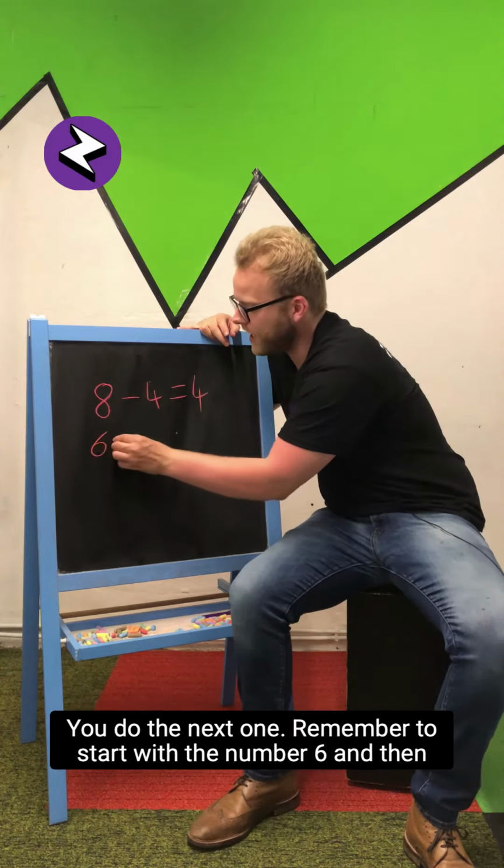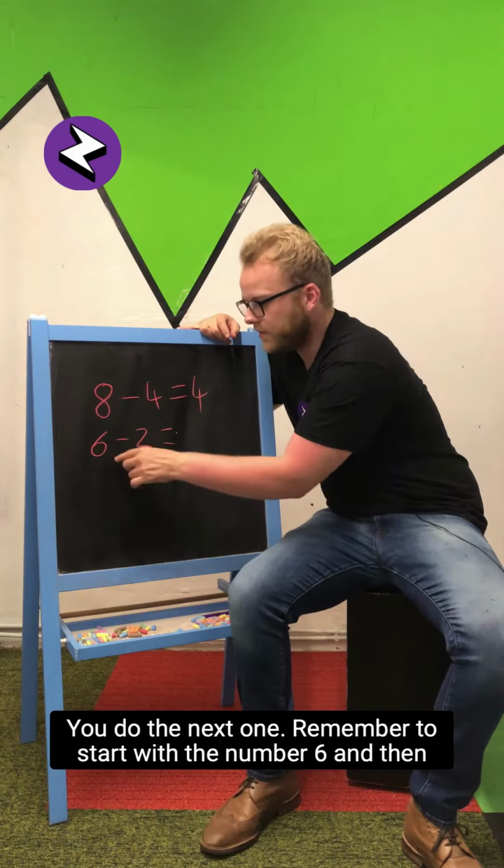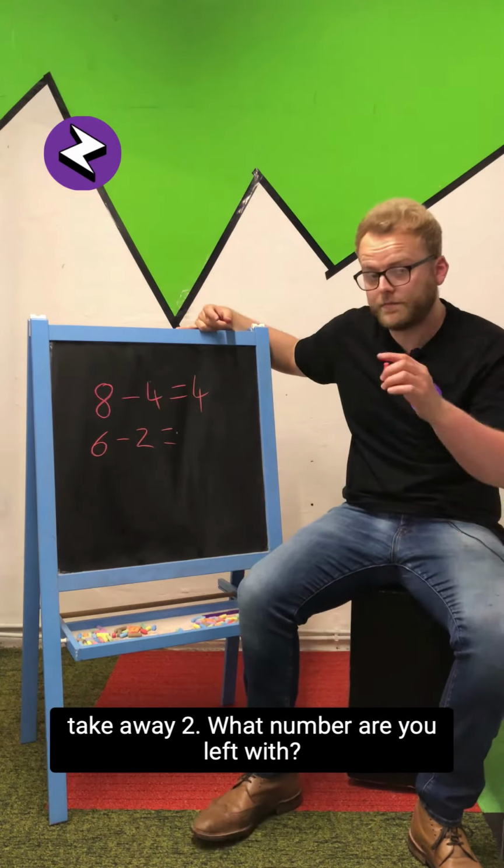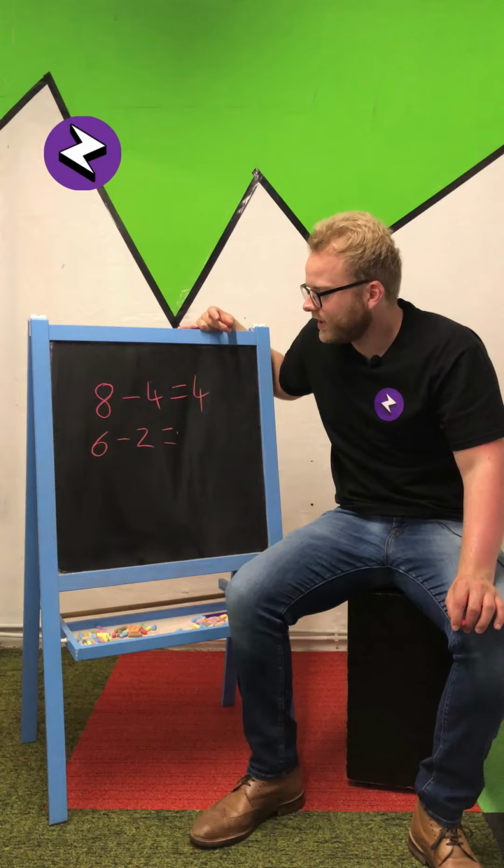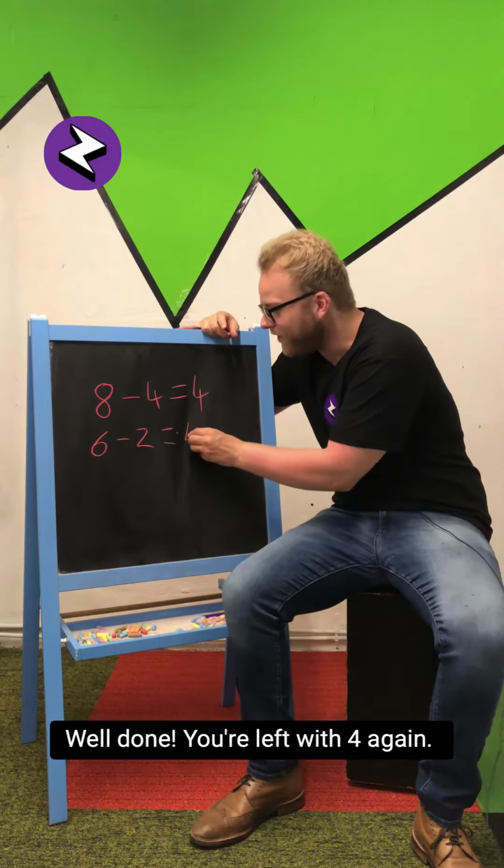So now you do the next one. So remember, start with number 6 and then you take away 2. What number are you left with? Well done! You're left with 4 again.